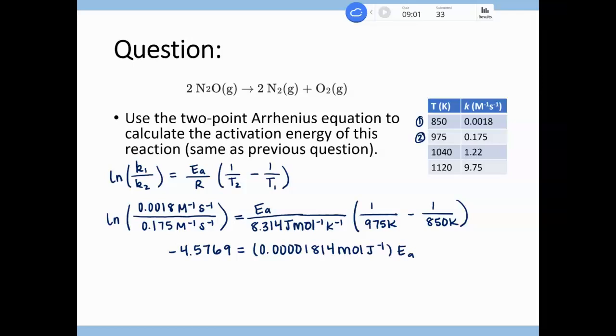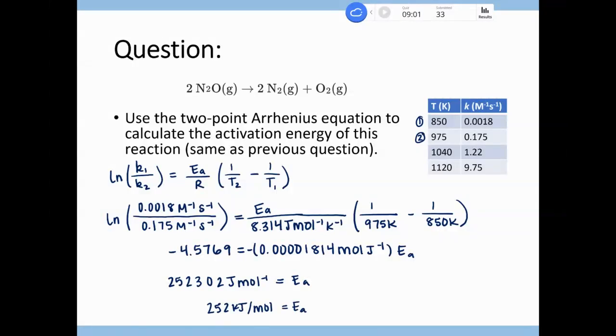I just simplified everything on the right first and everything on the left first, and then now we'll divide both sides by that really small number. And that provides 200, oh, that should be negative. Sorry about that. 252,302 joules per mole is equal to activation energy. Or if we convert that to 3 sig figs in kilojoules, 252 kilojoules per mole.